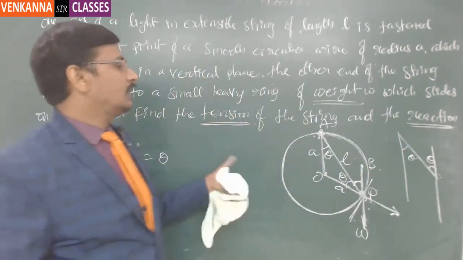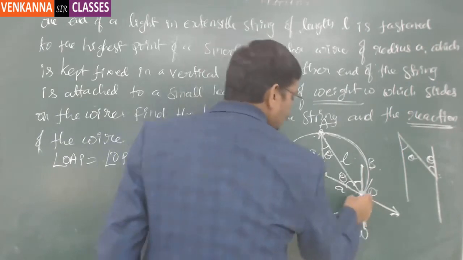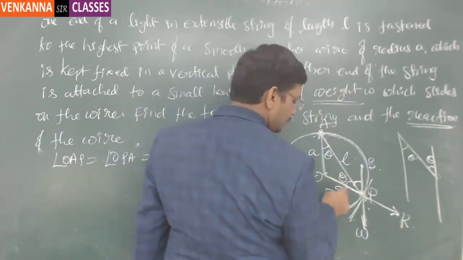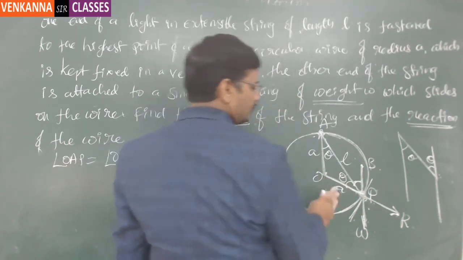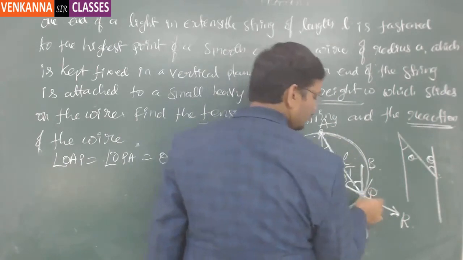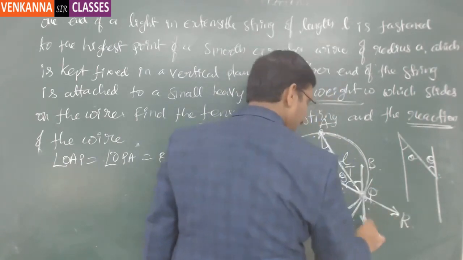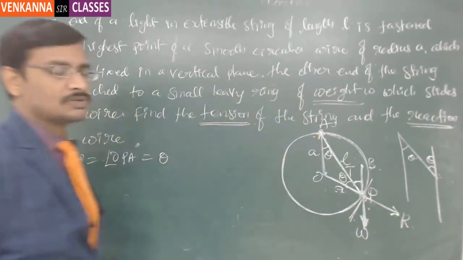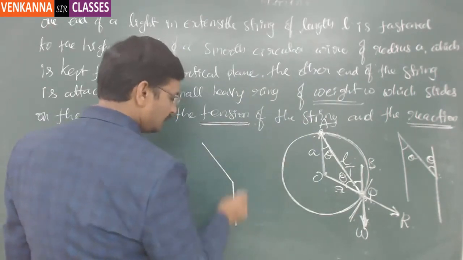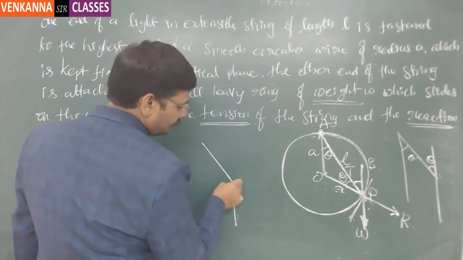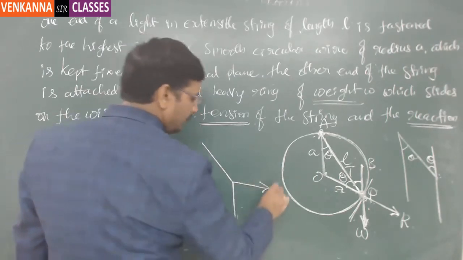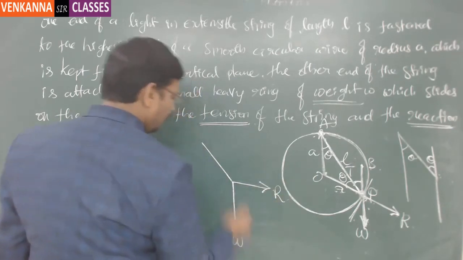Now here our goal is to find out this reaction R and this tension T. Sorry, tension is on this one, on the string. So this is the string and this is the reaction direction. This is the weight direction. So there are three different forces now. One is this direction, another is this direction, another is this direction. So this is reaction, this is W, and this is tension.